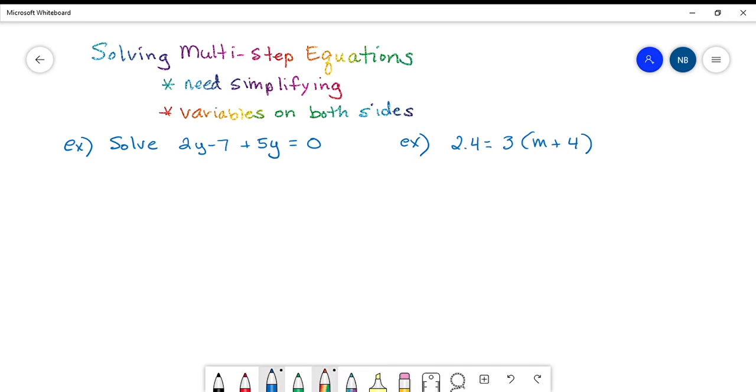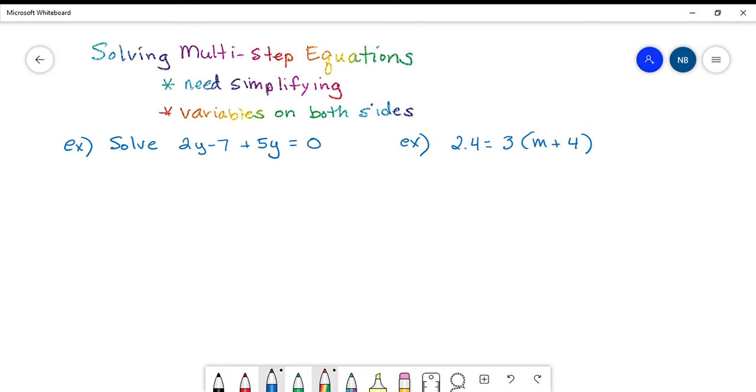Alright, this video is on solving what are called multi-step equations. Equations are considered multi-step equations either because there's simplification that needs to be done or because there are variables on both sides. Now, as far as simplification is concerned, you recognize the need for it if you see like terms on the same side of the equation, if you see parentheses, if you see exponents, etc. So you're looking for order of operation things. Variables on both sides are easy to spot, of course.